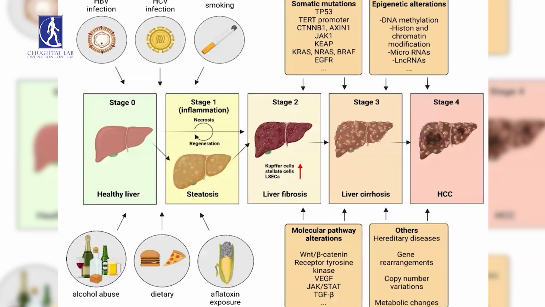This is the progression pathway of liver disease leading toward hepatocellular carcinoma. A healthy liver is exposed to different risk factors, and that leads to fatty changes. Persistent fatty changes and inflammation lead to fibrosis and liver cirrhosis, which will ultimately advance to hepatocellular carcinoma.